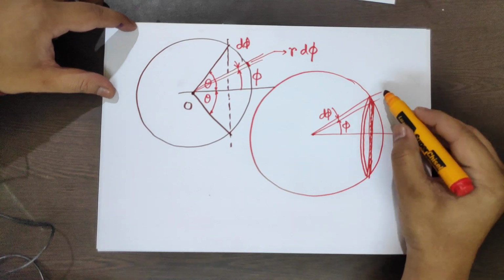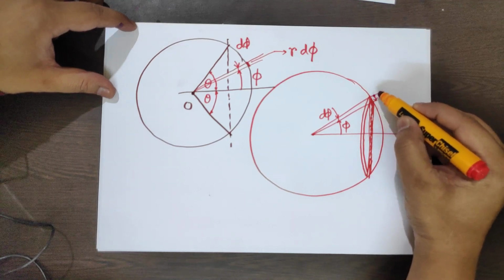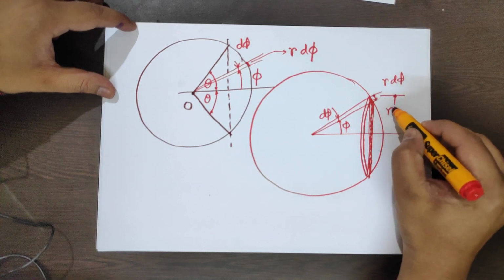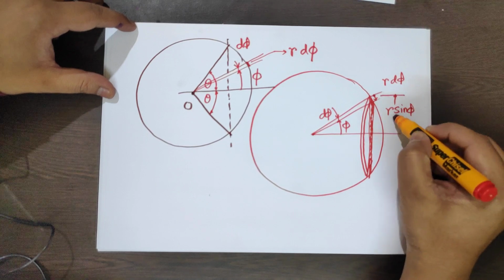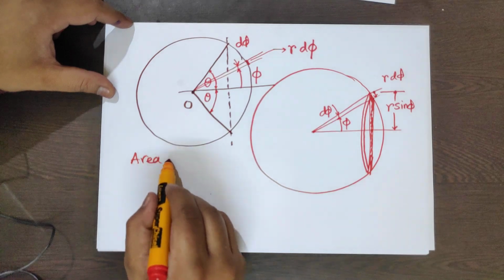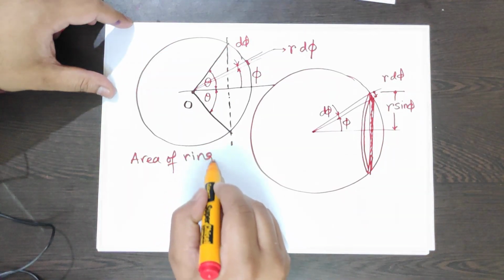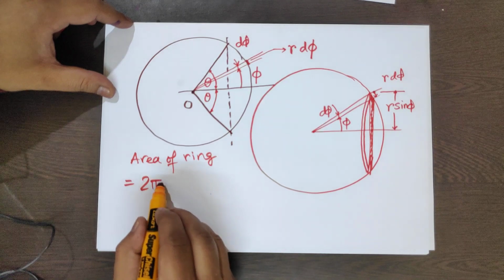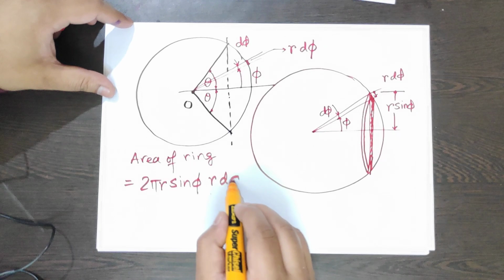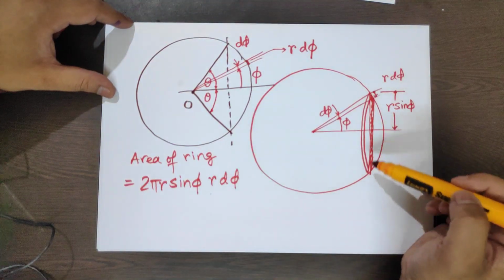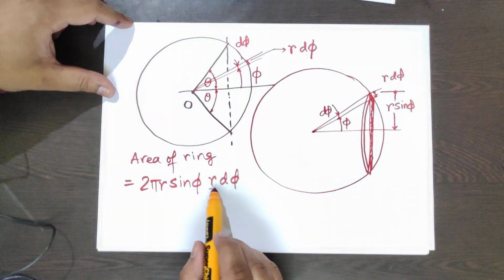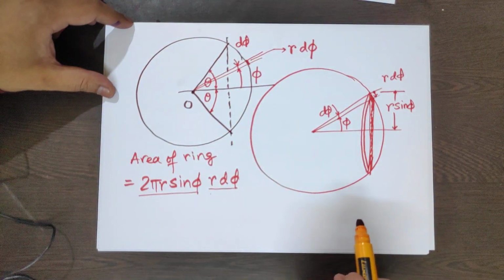Now this small length is equal to r times d phi, and what about the radius of the ring? The radius of the ring is r sin phi. So the area of the ring is equal to 2 pi r sin phi multiplied by r d phi. So area of a ring is its circumference multiplied by the thickness. Thickness is r d phi and the circumference is 2 pi r sin phi.